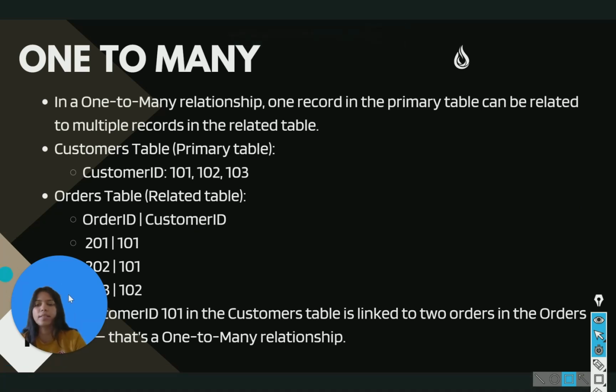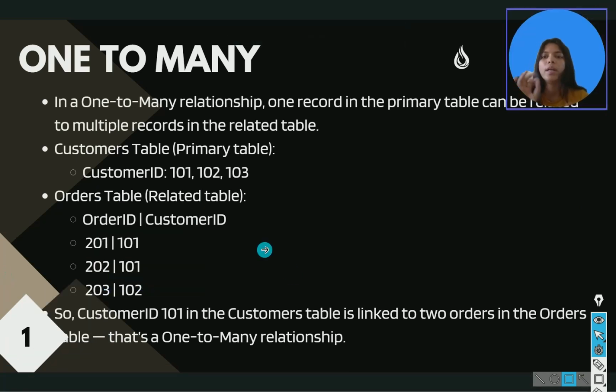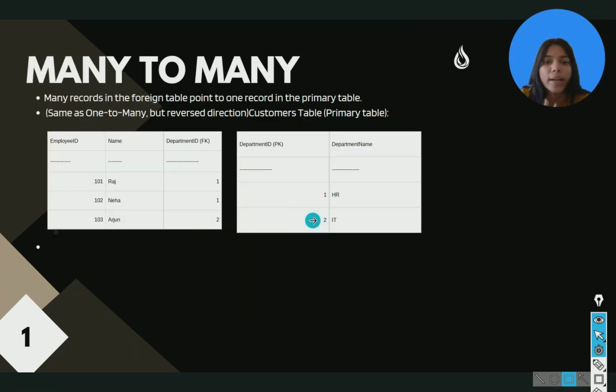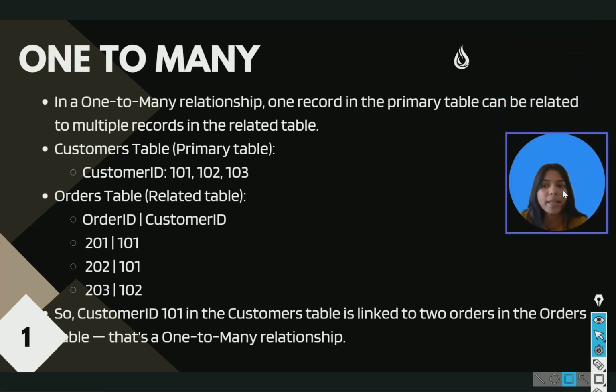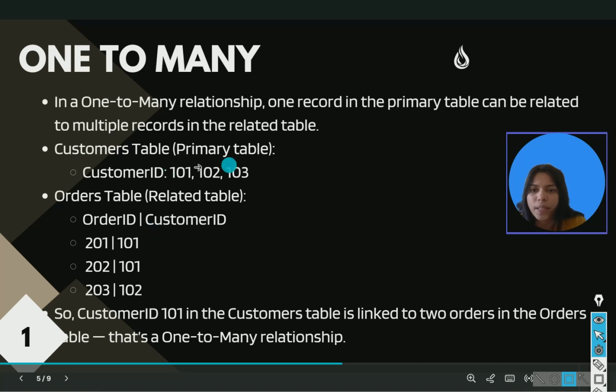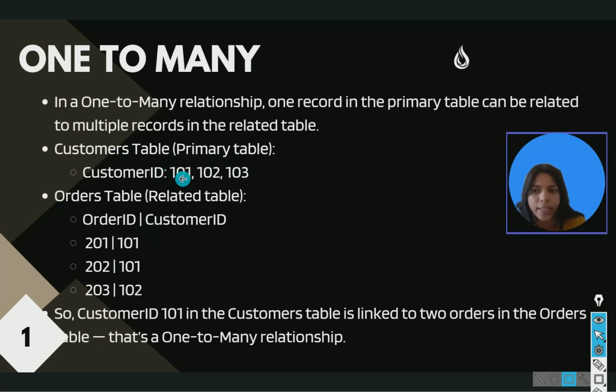Now try to see this, guys. In a one-to-many relationship, one record in the primary table can be connected or related to multiple records in the related table. Suppose we have two tables. This is the customer table, the primary table. This is the customer ID of table 2, and this is the customer ID of table 1. I have a customer table and an orders table.